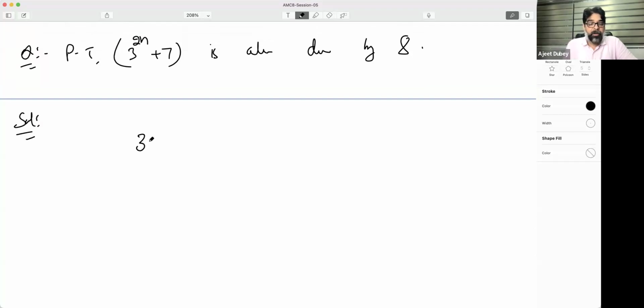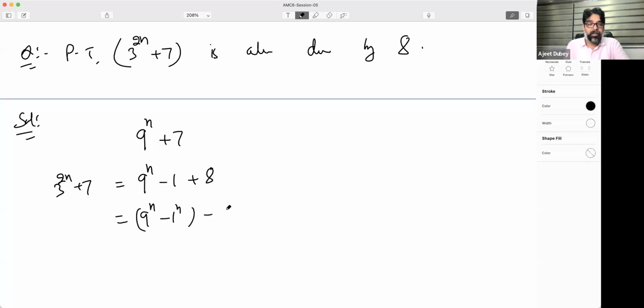Watch it carefully. 3 power 2n, I can write 9 power n, agree everybody, plus 7. Suppose this value I can write this way. This again I can write this way. I just added 1 and subtracted 1. Till here, clear to everybody? Which I can write as 9 power n minus 1 power n plus 8. 9 power n minus 1 power n will be divisible by 9 minus 1. Is this quantity always divisible by 9 minus 1? Means 8. And this is the 8 itself.